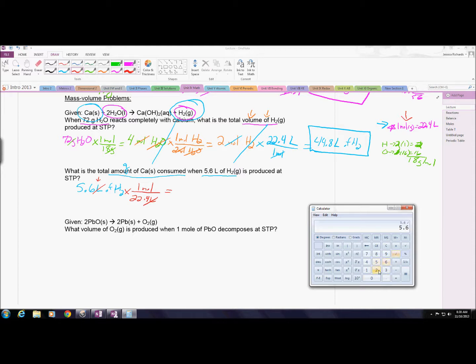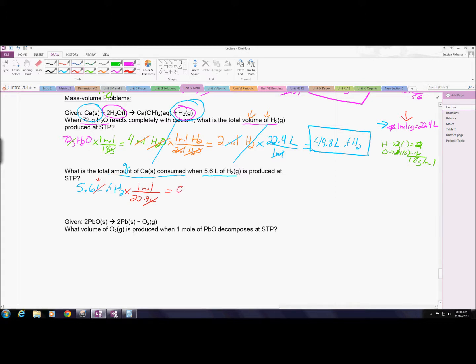And now that's definitely going to be a small number, so I want my calculator. 5.6 divided by 22.4 gives me 0.25. The units I have left are moles of hydrogen. Now that I have hydrogen in moles, I can switch from hydrogen to calcium using my equation. My ratio is a 1-to-1 ratio. For every 1 mole of hydrogen on the bottom, so moles of hydrogen cancel, I make 1 mole of calcium on the top because calcium is what they want me to find in my question. Moles of hydrogen cancel, and I'm going to have 0.25 moles of calcium.